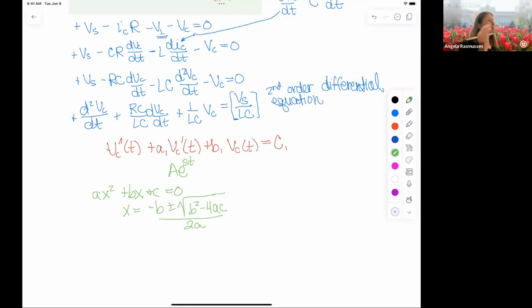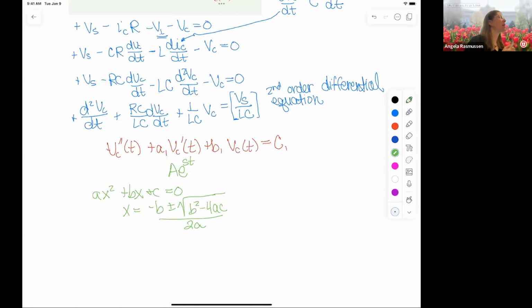So depending on what that b squared minus 4ac ends up being, I don't know what you call it. I can't talk today. Characteristic roots. That's what I was looking for.